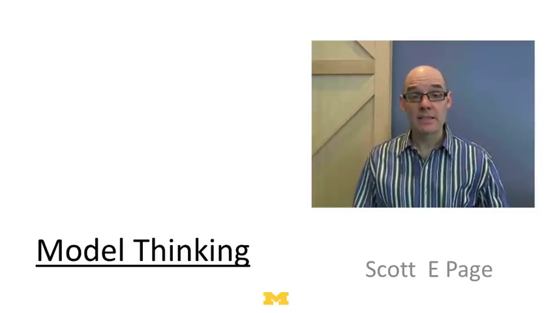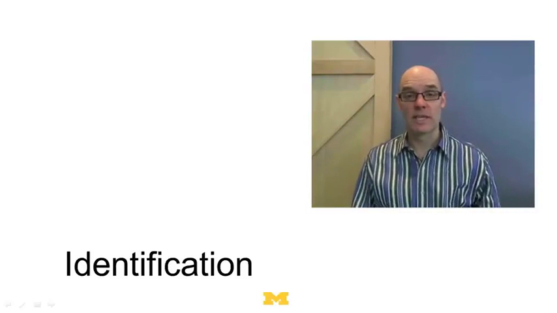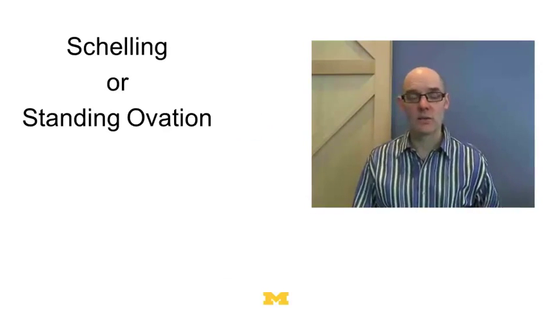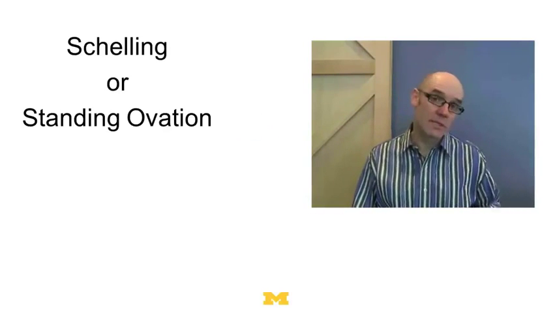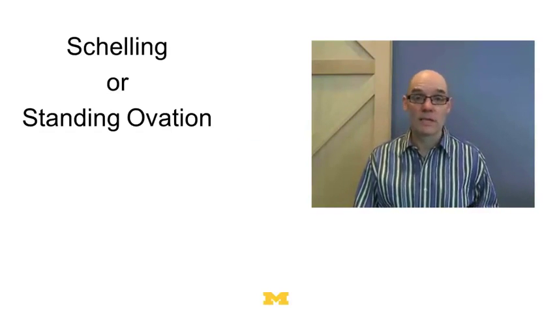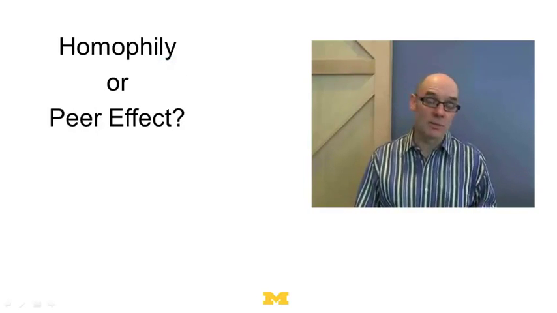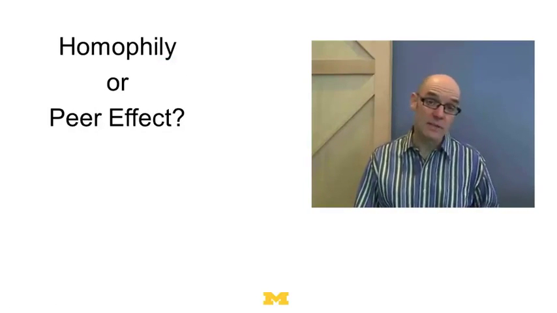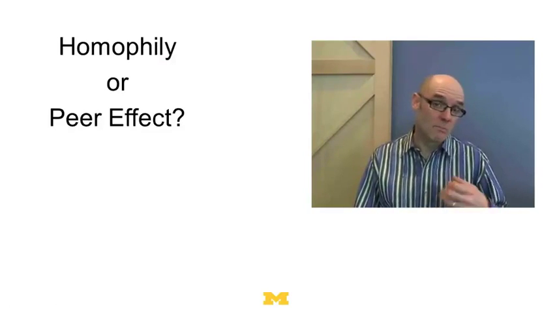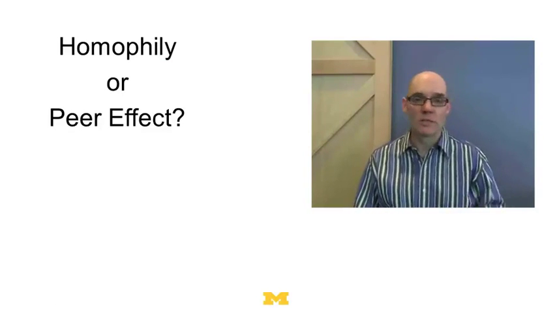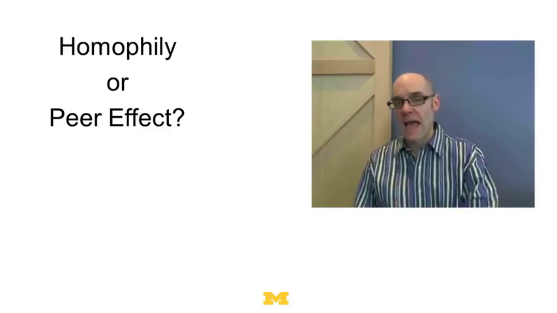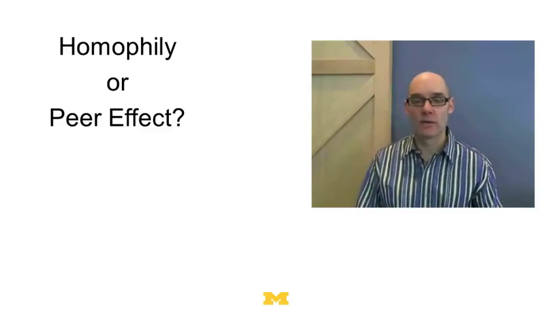Hi. In this last lecture in this module, I'm going to talk about something known as the identification problem. That is basically the question of how do you tell whether something occurred, whether people hanging out with each other look-alike happened because of sorting, because of Schelling, or because of the standing ovation peer effect? Or to use the fancy academic terms, is this because of homophily, this idea that you want to be with people who are like you, or is it because of peer effects? You act like people who you hang around with.